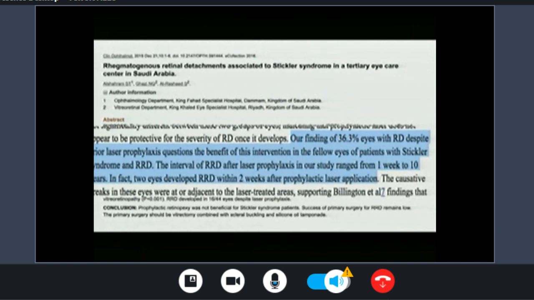So in eyes that received prophylactic laser photocoagulation, around 36% developed detachment. And in two eyes, they developed detachment within 2 weeks of laser. So imagine you are the surgeon, you did laser to that child or that young adult, and he developed detachment after your laser.